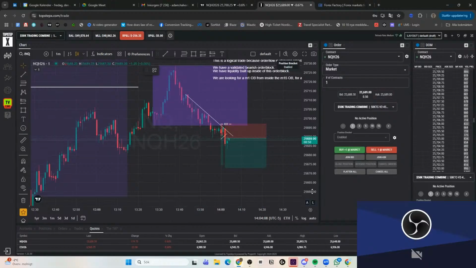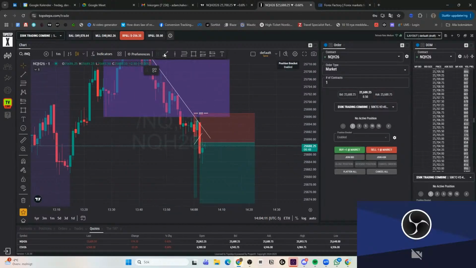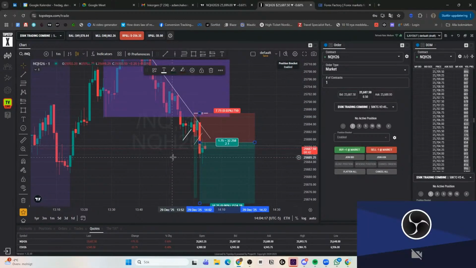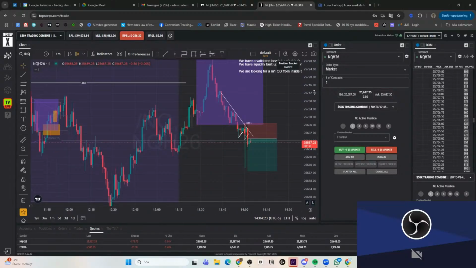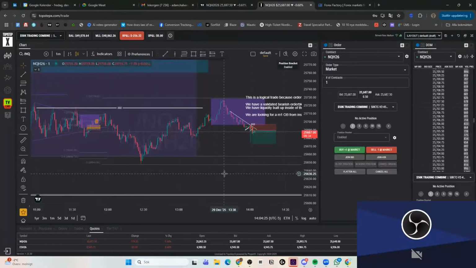So what we're looking at here, 2 fake flags. Where are the stops? Right up there, from both of these fake breakouts. That's what I think, at least. Into the order block, could be a beautiful entry.